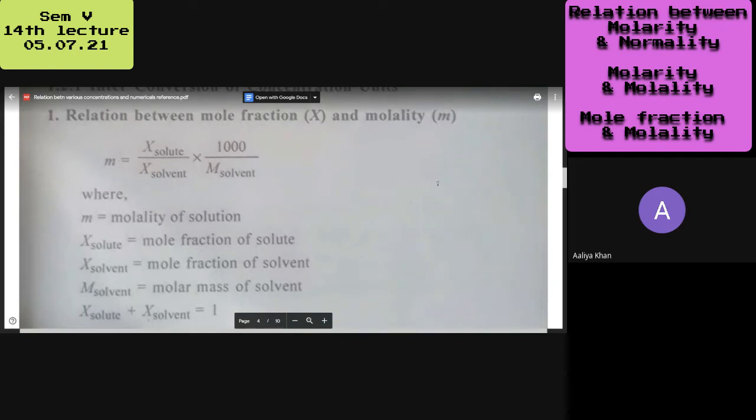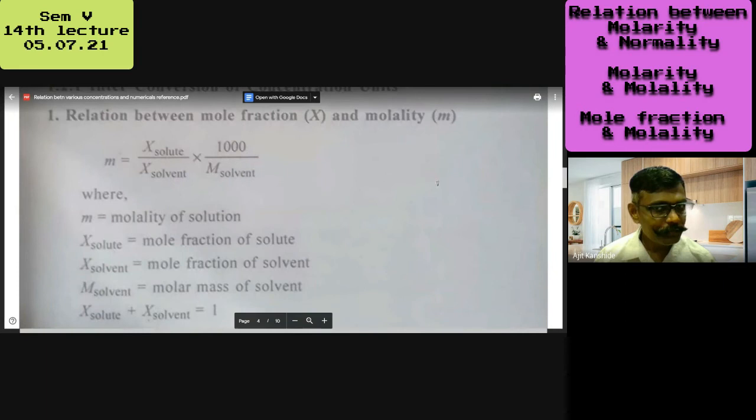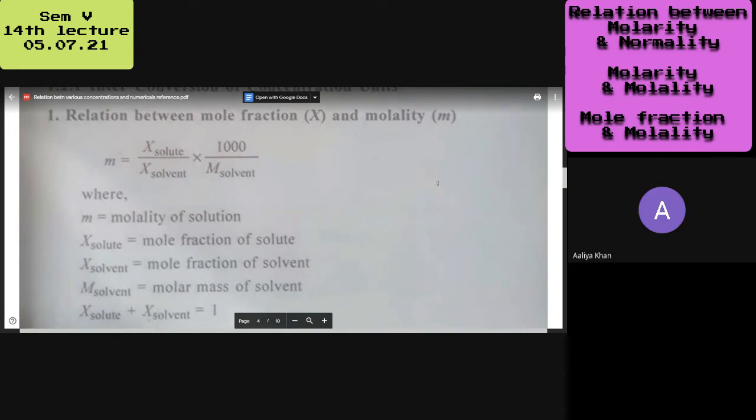mole fraction of solute divided by mole fraction of solvent is equal to molality divided by 1000 into molar mass of solvent. Great. Then taking terms, molality is equal to mole fraction of solute divided by mole fraction of solvent into 1000 divided by molar mass of solvent.